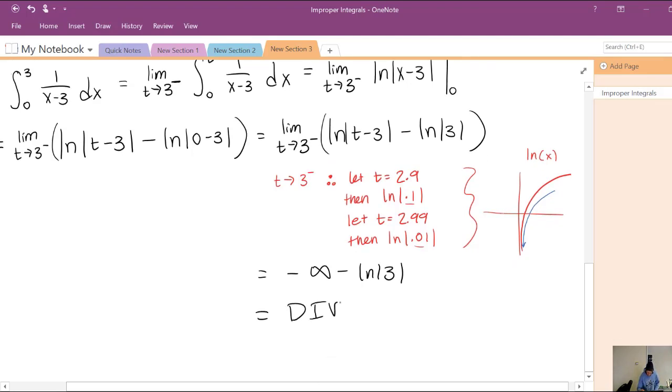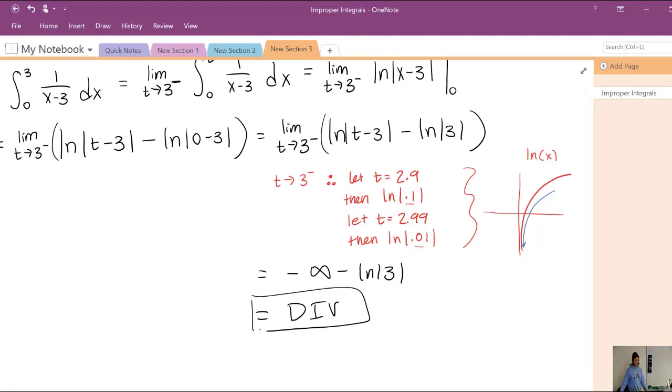It's a non-number answer. So anytime we have infinity in our answer, it's divergent. And that's really the dividing line. If it's equal to a number, it's convergent. If it's equal to infinity or negative infinity, it's divergent.